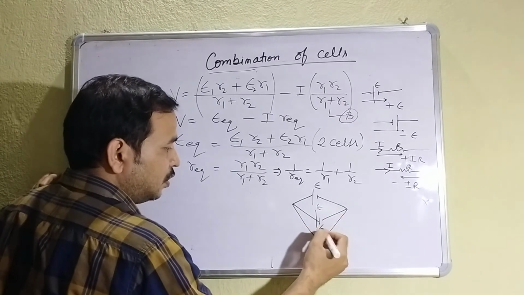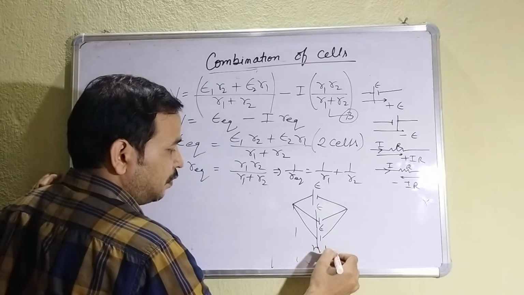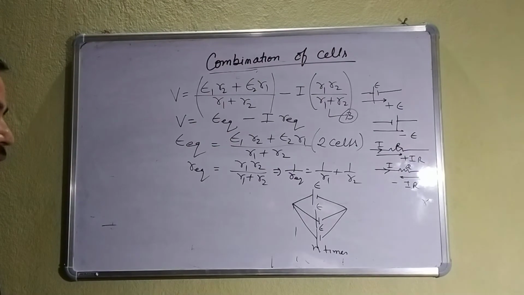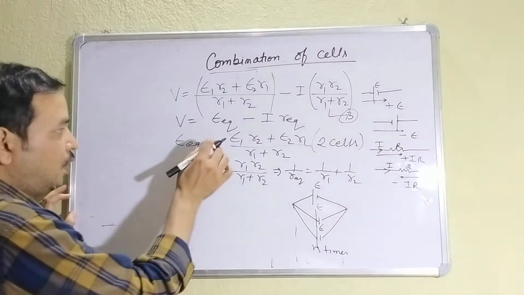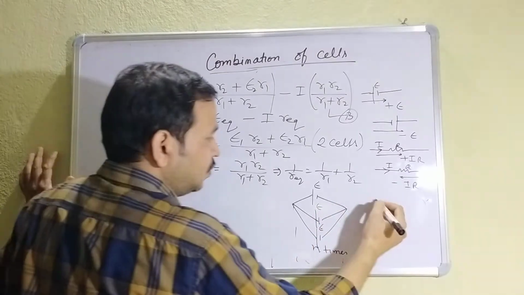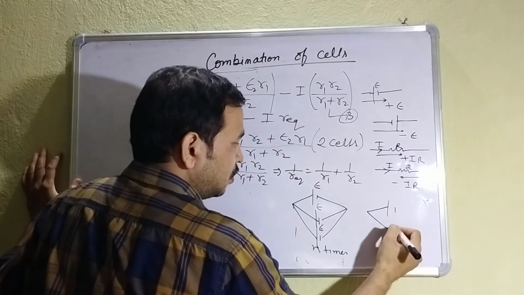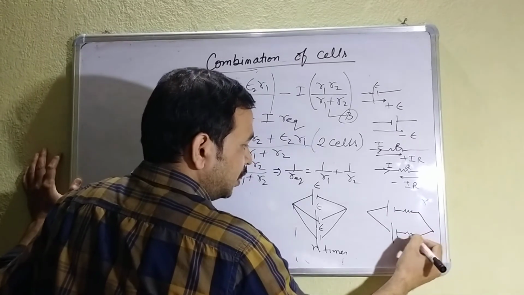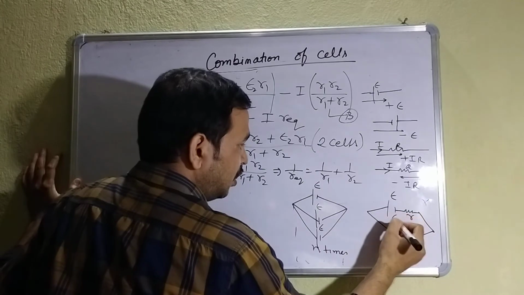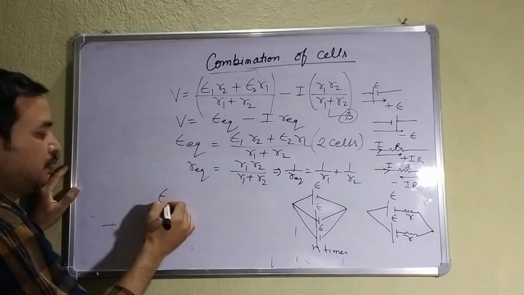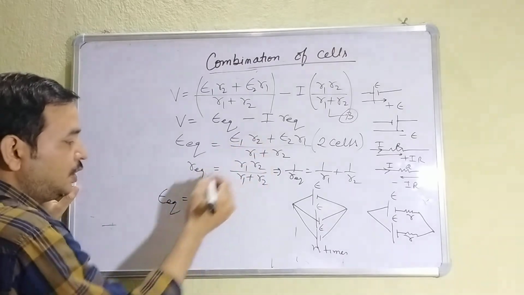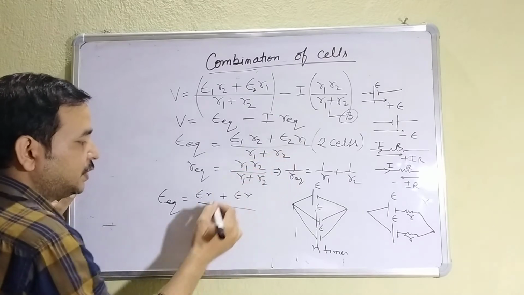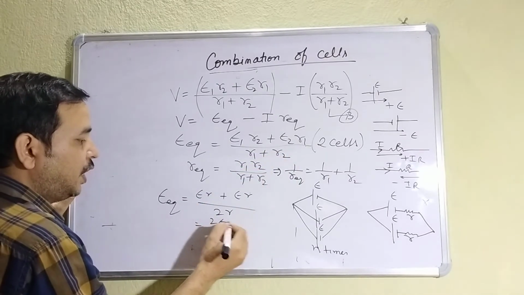EMF is E, n times, if they are connected n times in parallel. So what will the formula be? For that we have the formula for two cells. First we will derive it for two: 1, 2. Internal resistance, all are the same. It is also R, it is also R. It is also E, it is also E. So you can see the formula for two cells: E into R, E into R, over R plus R, that is 2ER by 2R.